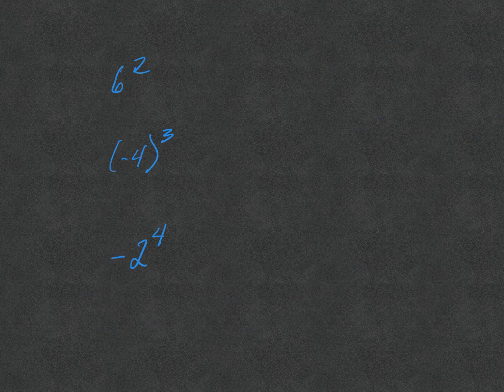So here's a couple of problems to try. Pause your video, try each one of them, and then come back. Okay, I guess you're back. So let's look. 6 squared is equal to 6 times 6, which is 36. All right. A negative 4 cubed. Notice the negative is in the parentheses, so we're cubing the negative as well. So it's negative 4 times negative 4 times negative 4, which will be a negative 64.